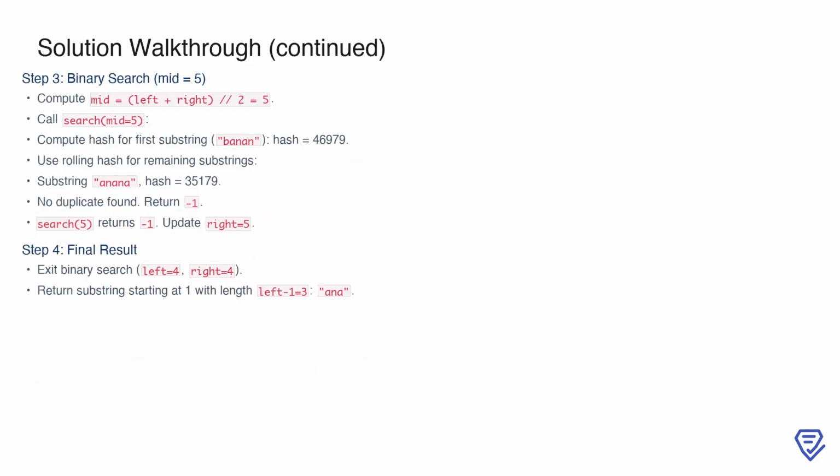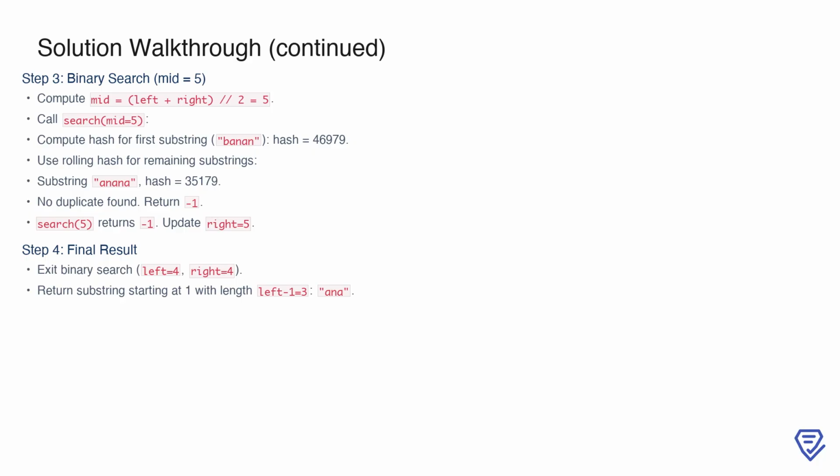Next, we proceed with the second iteration of the binary search by recalculating the midpoint as 5. The search function is called again, this time with mid equals 5. We start by computing the hash for the first 5 characters, banan. Using the rolling hash technique, we calculate hashes for the remaining substring, anana, but no duplicate hashes are found. Consequently, the search function returns -1 to indicate no duplicates of length 5. As a result, we update our binary search bounds by setting right to 5.